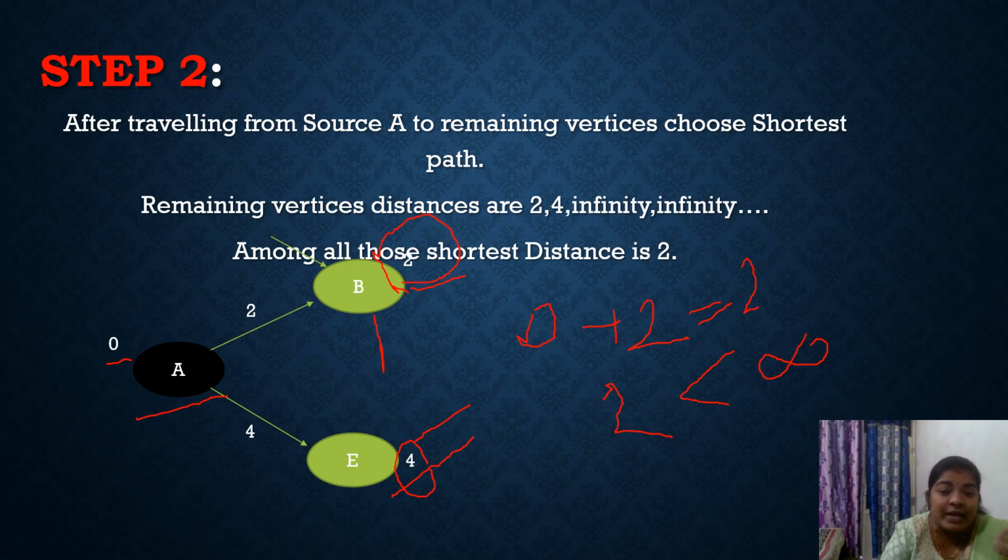And next, we can go through either B or E, which completely depends upon the distance of that particular B as well as the distance of that particular E. Here 2 is for B, 4 is for E. So choose the shortest. So shortest is 2. Now we can simply perform the relaxation operation at node B because that is the shortest.